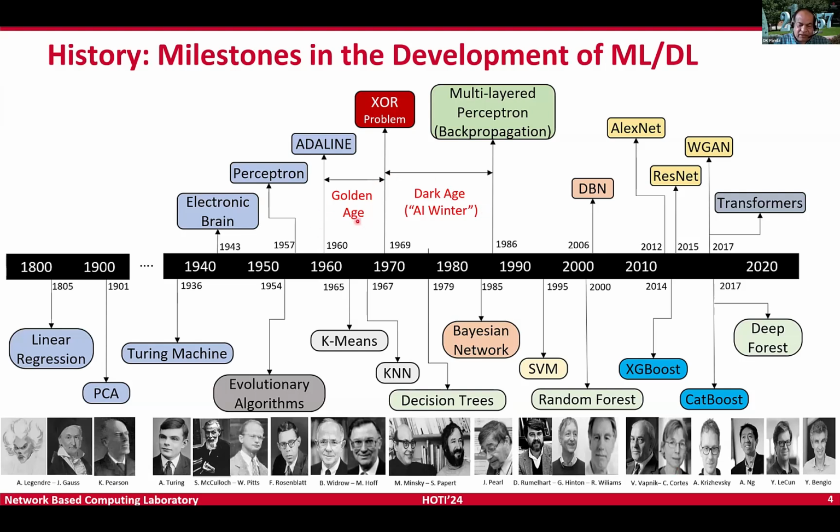During 1960 to 70, it was called a golden age because a lot of new ideas came up, a lot of theory and algorithms got developed. But then came what is called a dark age. Those ideas were there, but people were not able to validate or prove them. The main reason was that the computing capability at that time was not sufficient to understand the field itself.